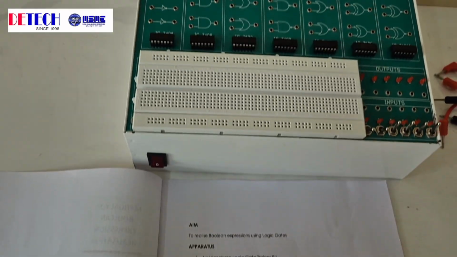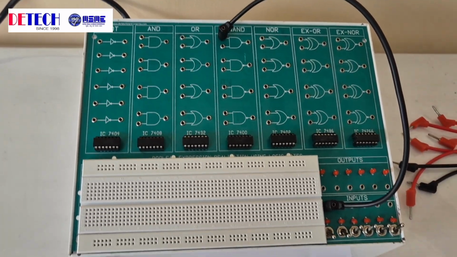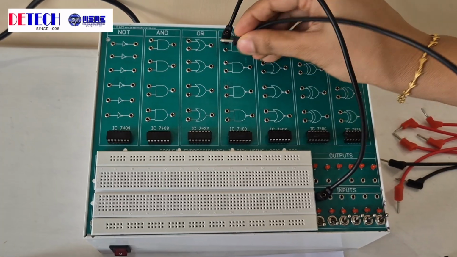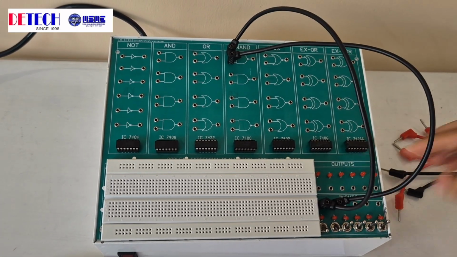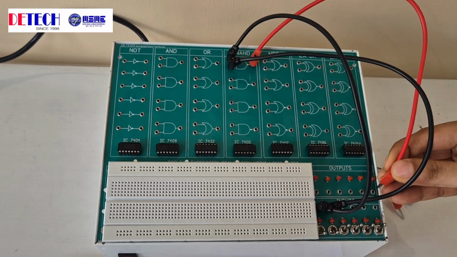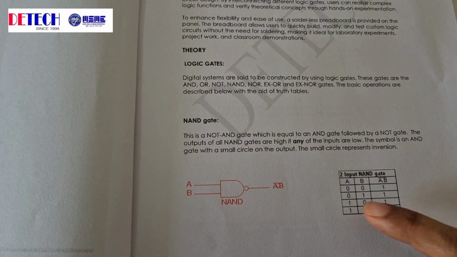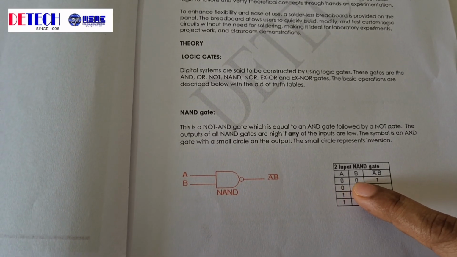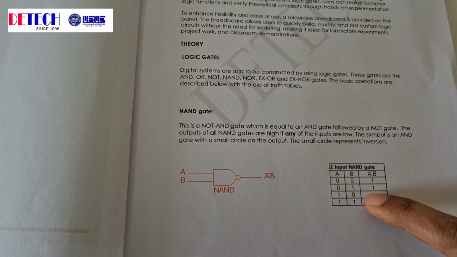For the NAND gate, the inputs are connected. And the output is connected here. So for the NAND gate, as we see, the truth table is for 0 0 input, output is 1, 0 1 input, output is 1, 1 0 input, output is 1, 1 1 input, output is 0.